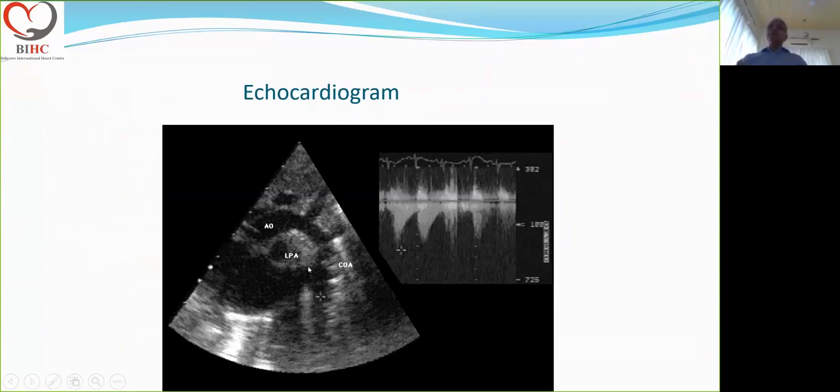This is a still image of coarctation. This is the shelf that we are speaking about. And in the Doppler, this is the peak velocity that you will measure. But in diastole, ordinarily, there should be no Doppler signal. The fact that there is a Doppler signal means even in diastole, the descending aortic pressure is lower than the ascending aortic pressure. And therefore, you get the gradient. And that means severe coarctation.